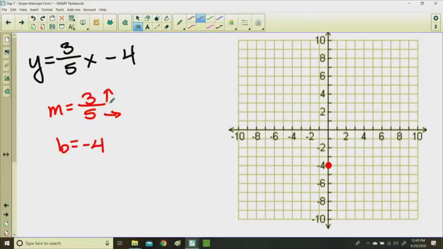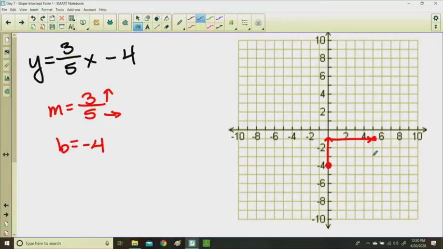Now, when we do new points, we are always going to begin at our y-intercept. Key mistake people do is they start right on the origin. Don't do that. When you're using your slope, start on your y-intercept. So right here. It's up 3, right 5. So I'm going to start here. Up 3. By the way, you don't need to draw this arrow here. Then right 5. That means my next point is going to be here.